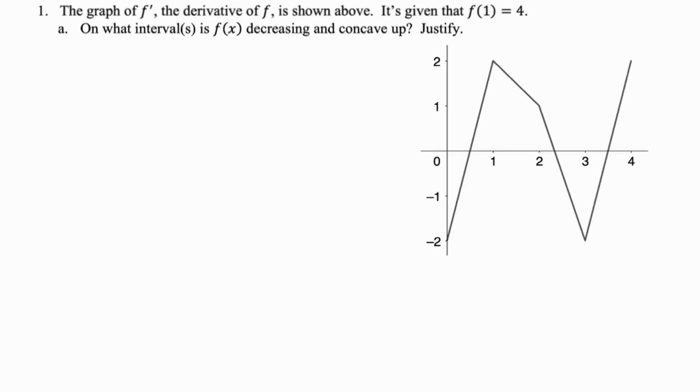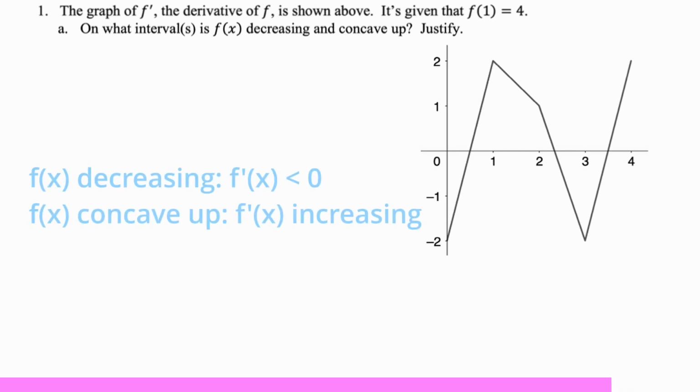Number 1, the graph of f prime, the derivative of f, is shown. It's given that f of 1 is 4. On what intervals is f of x decreasing and concave up? Justify. So for decreasing, concave up, we're going to need f prime to be negative, and we're going to need f prime to be increasing.